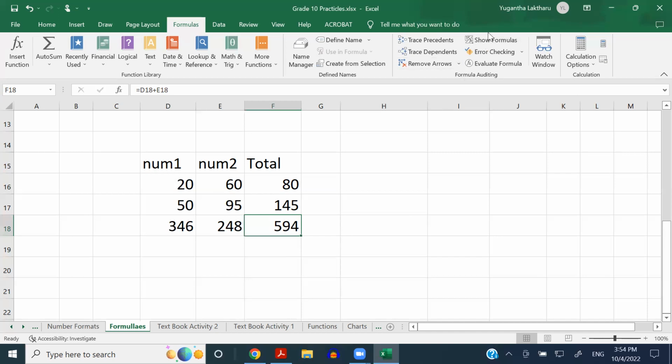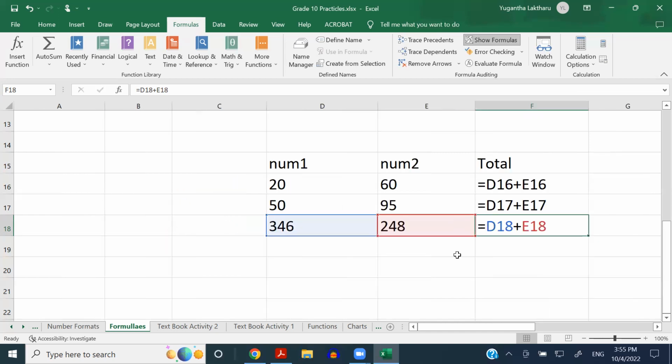Now I will use the Show Formulas command under the Formulas tab, in the Formula Auditing group. So it shows us the formulas. Since we know about this, we'll write these things in simple terms.